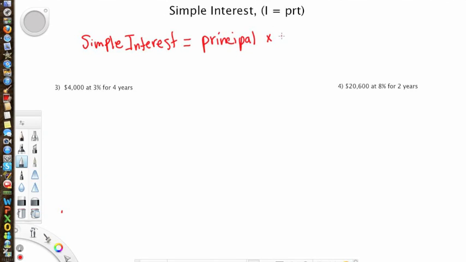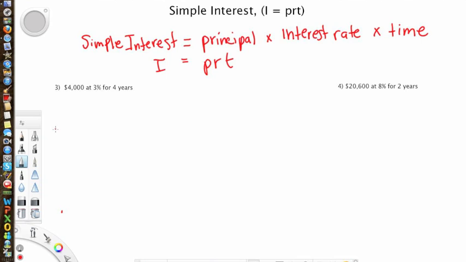The interest rate then is very important. That is the percent of the principal that you'll receive over a certain unit of time. It's also times the amount of time that you keep it in the bank. So we have interest is equal to P times R times T. Okay, principal times the rate times the time.